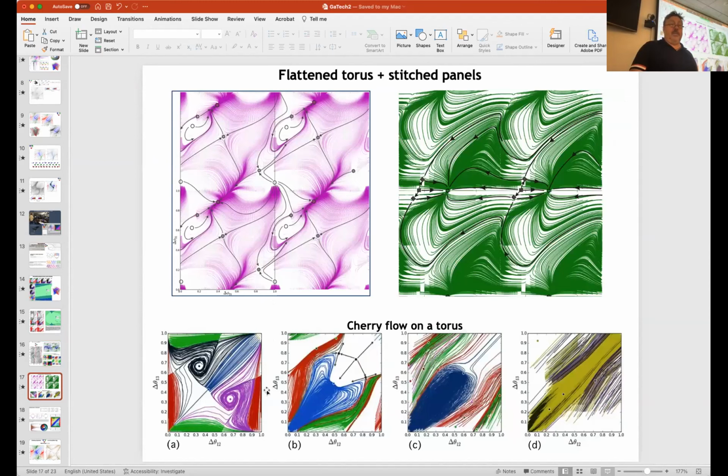Okay, this is the Cherry flow on the torus, where you have a stable fixed point, but you can't get into it because it's bounded by the separatrices of the saddle, right? And that's how it transitions. And on a torus, you can always stick together these panels just to see how these special trajectories, the separatrices, populate the torus, and how they separate the basins of attraction of the fixed point, and so forth and so on. So again, GPU was a great tool for these kinds of studies in parallel.